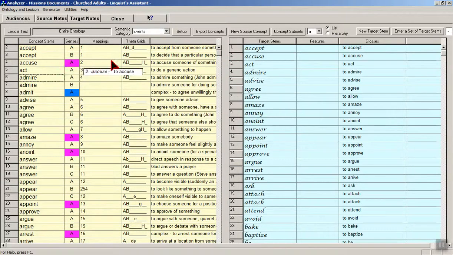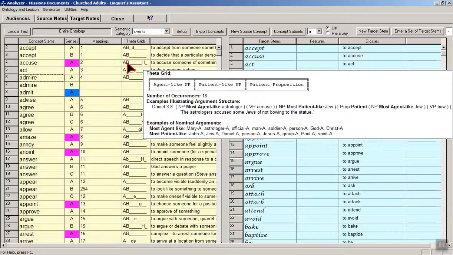Okay, accuse. To accuse someone of something. Now, if you hover over the left column item under theta grids, the theta grid, that's a linguistic jargon term, and it just means the argument structure. So associated with this verb, there are arguments. And when we hover over, we can see the arguments.